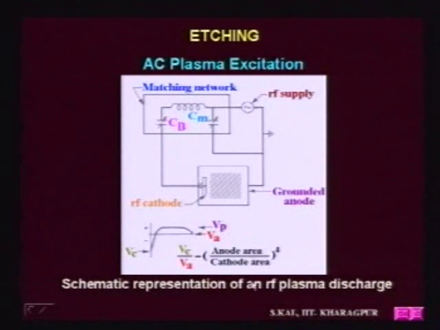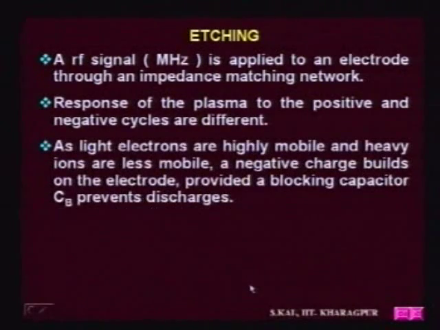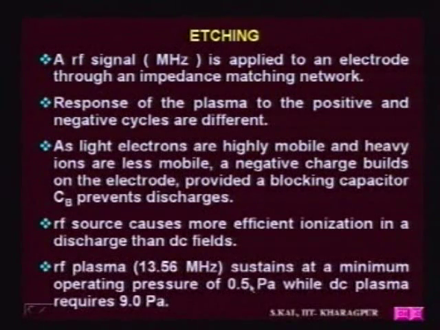Okay. Now next, let us see what are the specific features of this RF plasma. An RF signal is in the range of megahertz, so the change of the electrode from positive to negative is very fast. The RF signal you are using is applied to an electrode through an impedance matching network. An impedance matching network is provided in all RF power supplies so that the power properly feeds to the electrode.